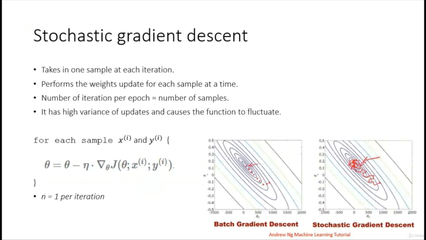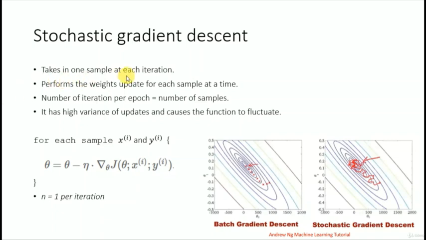So in stochastic gradient descent, what you do is you take one sample at a time, feed it to the network, calculate the loss, and then update the weights. So you're updating the weights after feeding each sample. You're feeding one sample at a time and then updating the weights. All right? So that's what stochastic gradient descent does.